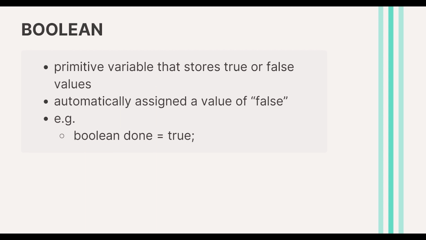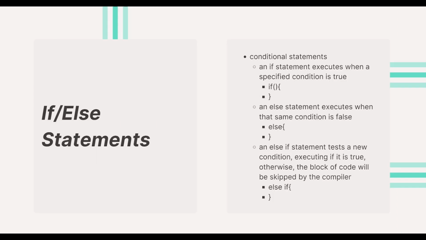Booleans are automatically assigned a value of false. Int and double, on the other hand, are assigned a value of 0, and char and string are assigned a value of null. But this isn't recommended. It's best to assign the value that you want to your variable. So if you want to create a Boolean, you can write boolean and then the name of the variable that you want, equals true or equals false. And this line over here, you can use when you want to see if an action was done in your program. We will be using Booleans in another example with our next topic, which is if and else statements.